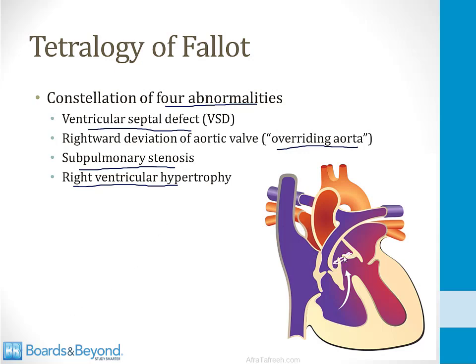This structure here is the aorta and the aortic valve, and it is shifted to the right, and this causes it to override the ventricular septum and this VSD right here. That's called an overriding aorta. This is the right ventricle here, and you can see that the walls of the right ventricle are very thick. That's right ventricular hypertrophy, and this is the pulmonic valve and the outflow of the right ventricle, and that is abnormal and stenotic, and that is subpulmonary stenosis.